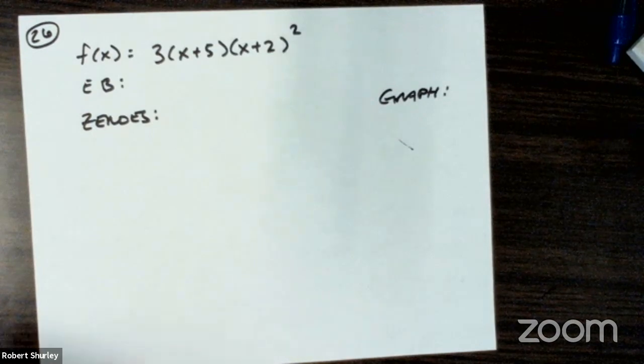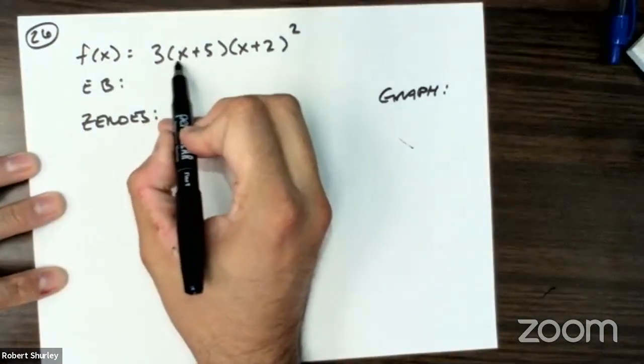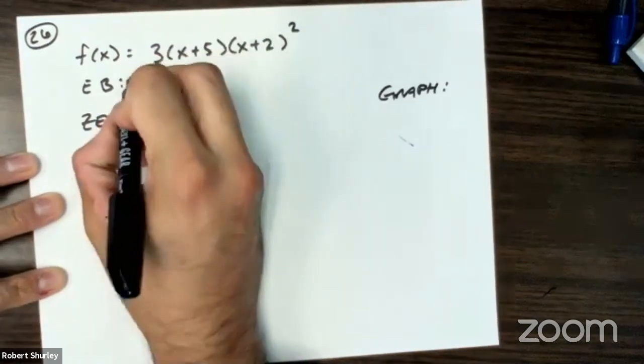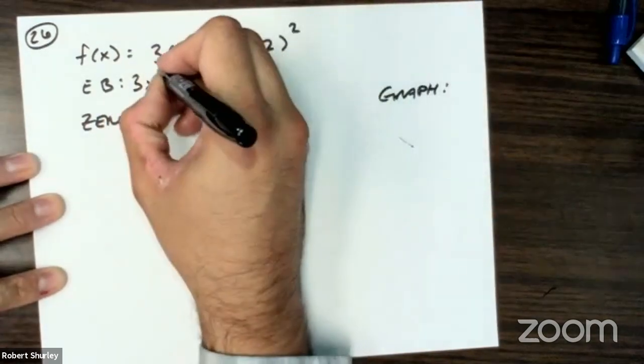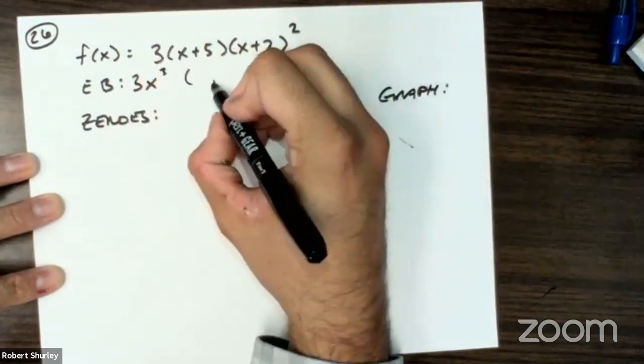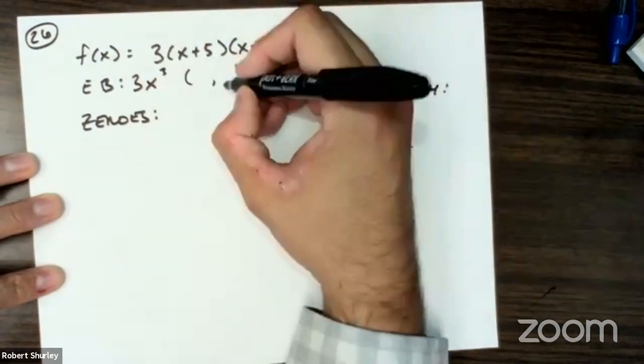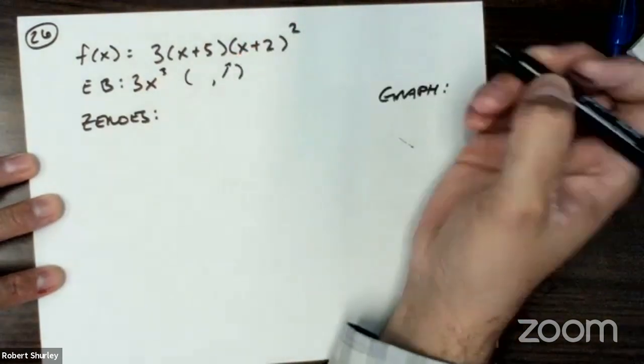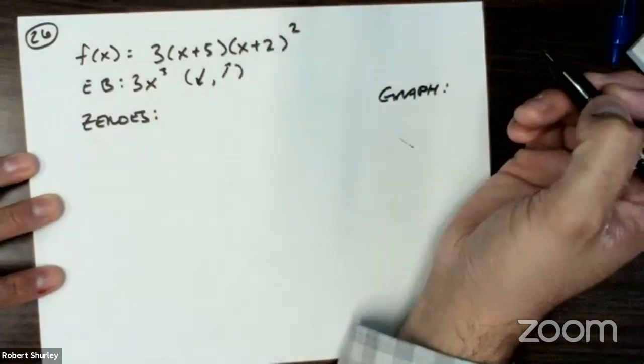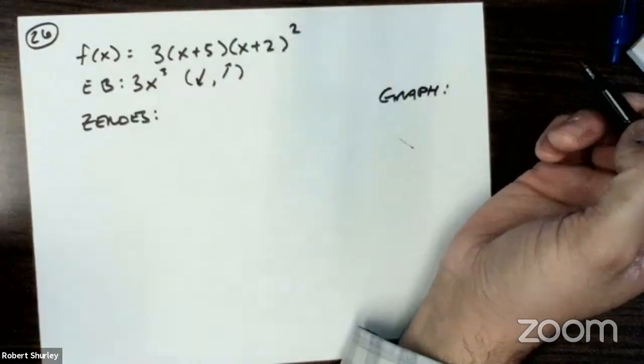Okay, let's see if we can work this one. End behavior, okay. Well, we've got 3x, x, and x, right? So really we have 3x cubed. So the end behavior here is going to be opposite, right? Positive, so we're going to go up and to the right, but then it's odd, so we're going to go down and to the left. So up and to the right, down to the left.